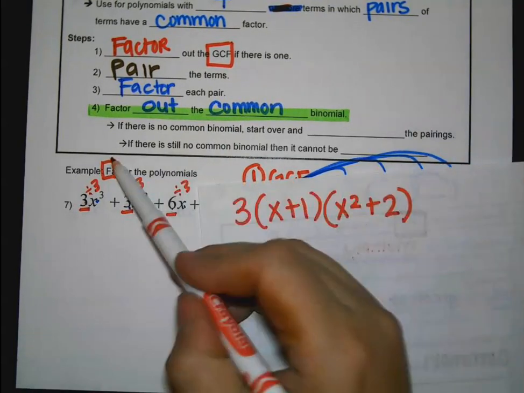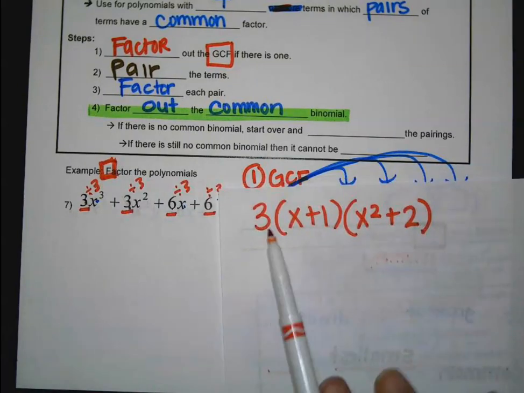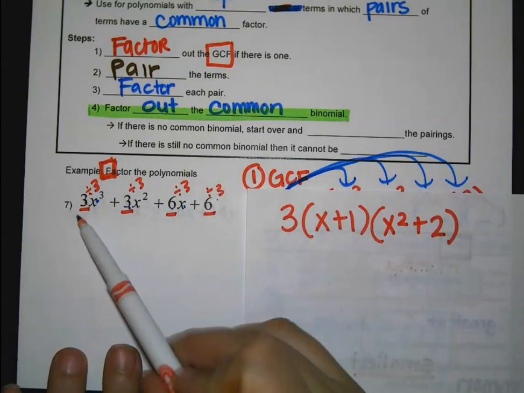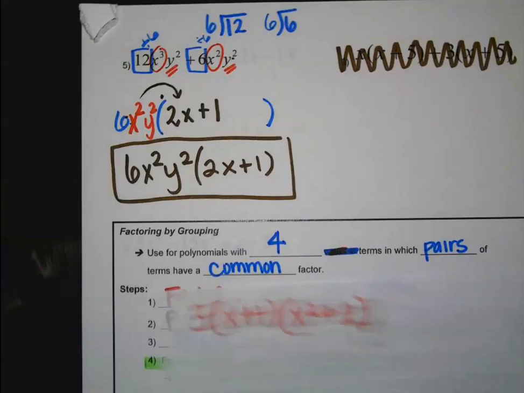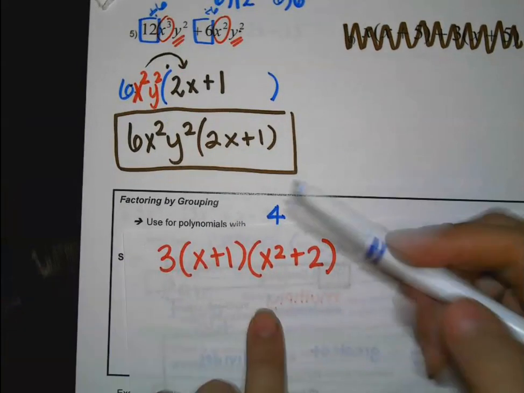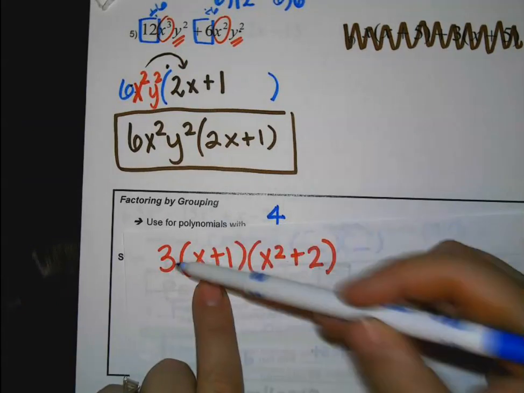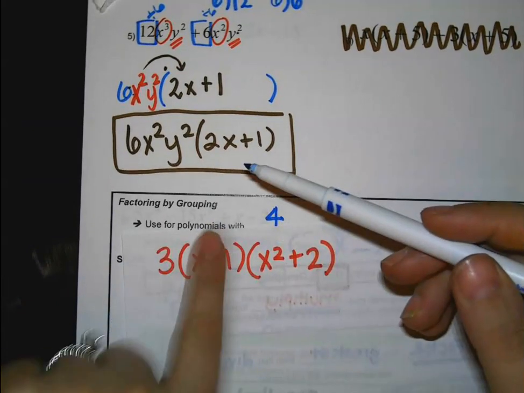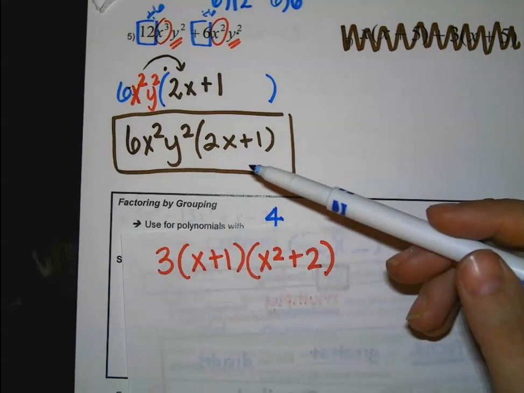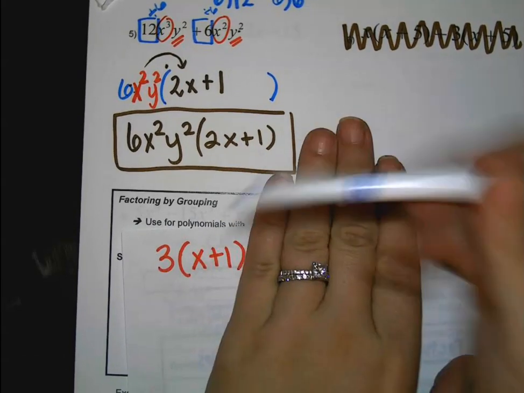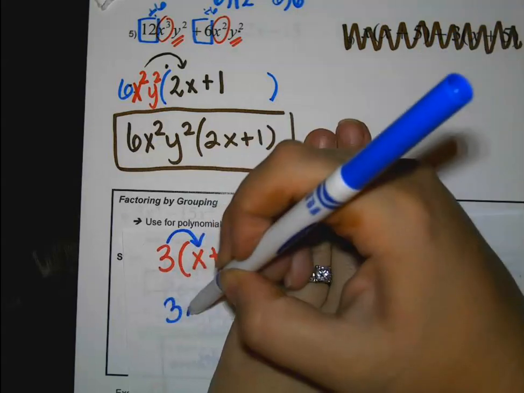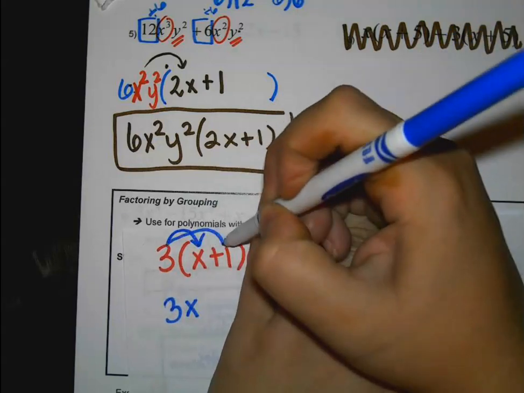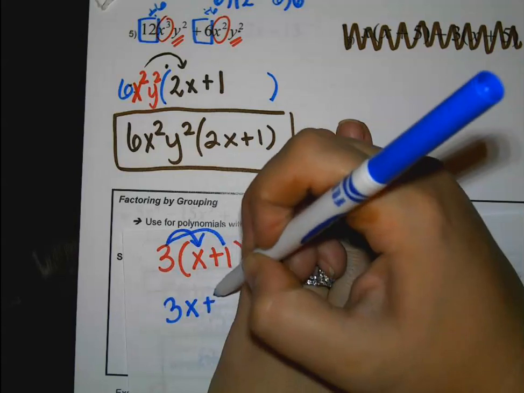If I factored correctly, when I multiply this out, I should get this. So let's check and see if we do. So let's check it. So when you're multiplying 3 things together, I do 2 at a time. So I'm going to start with these two. So 3 times x is 3x. And then 3 times 1 is 3.